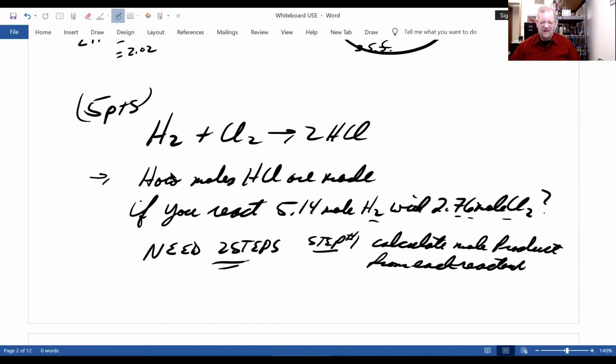Step 1, calculate moles of product for each reactant. And step 2, the lower number is your answer. And there you go.